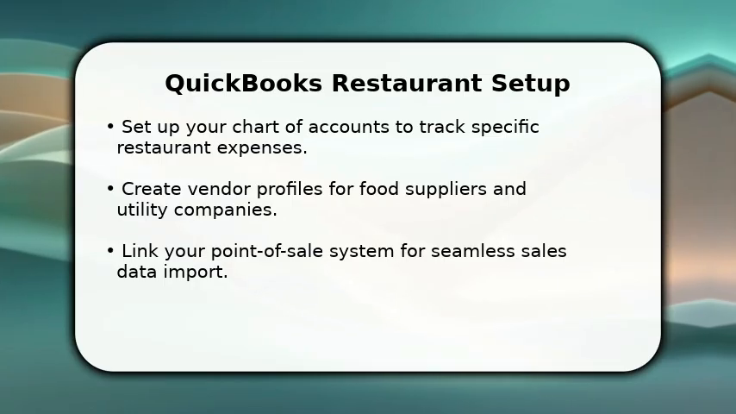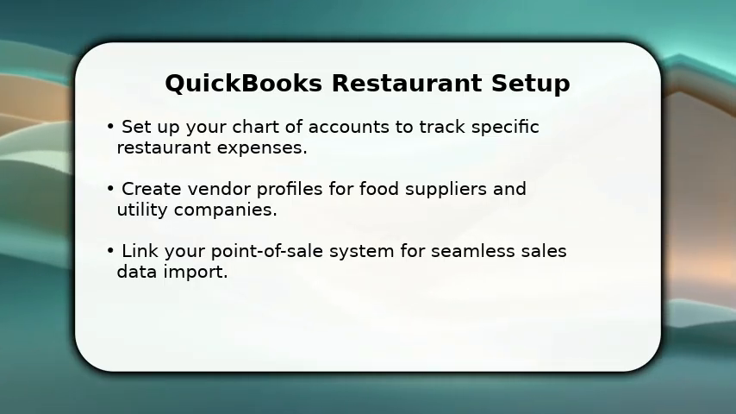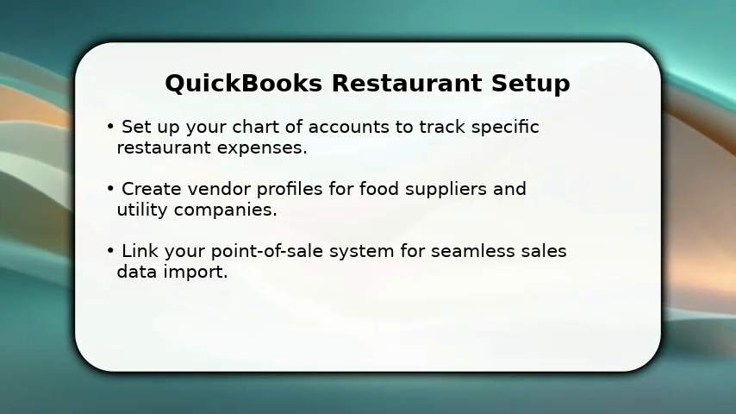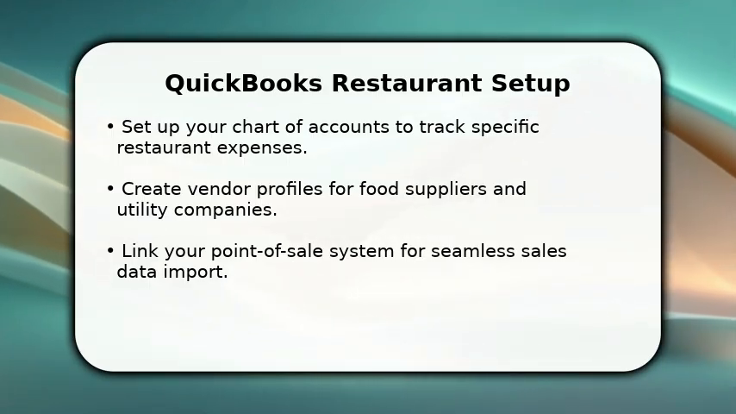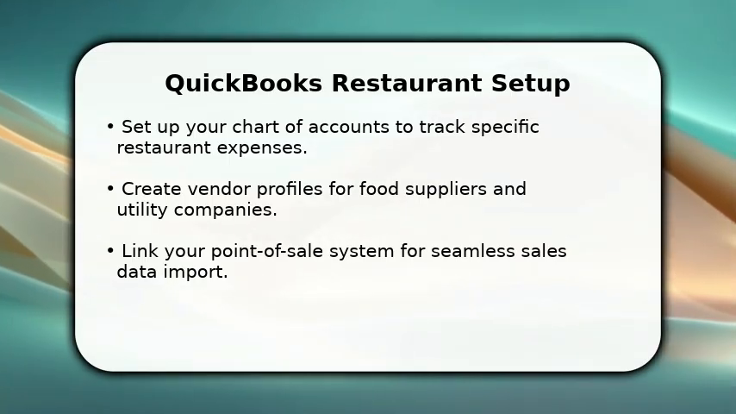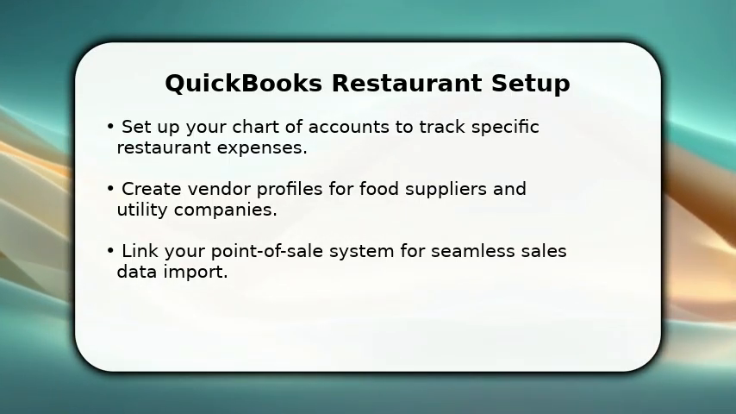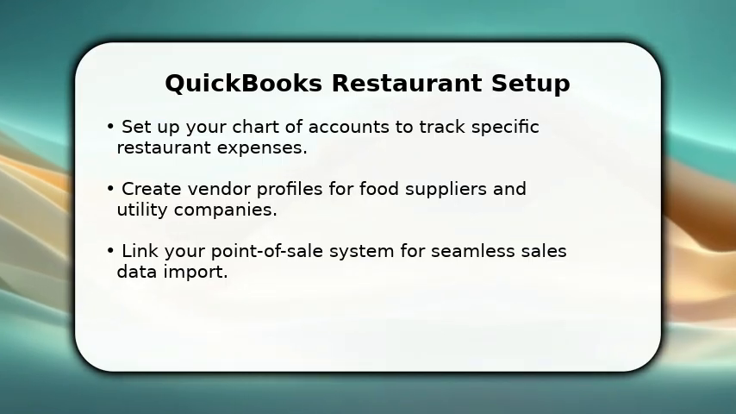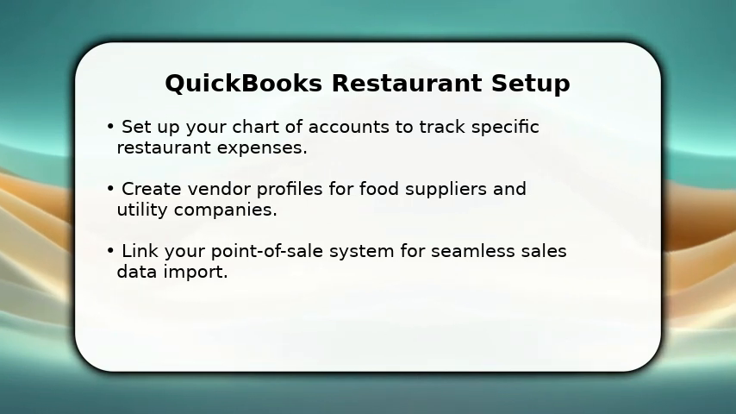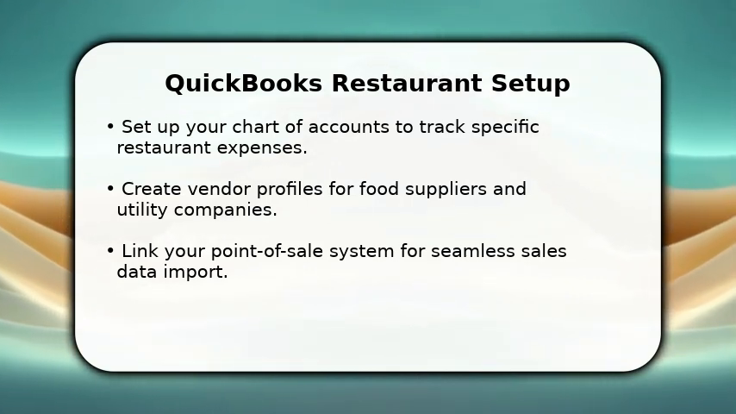You'll want to customize your chart of accounts to accurately categorize all your unique restaurant costs, like food inventory and labor. Next, input all your regular vendors, from your produce supplier to your linen service. Finally, integrate your point-of-sale system to automatically pull in daily sales, making reconciliation much easier. This foundational setup ensures accurate financial tracking from day one.